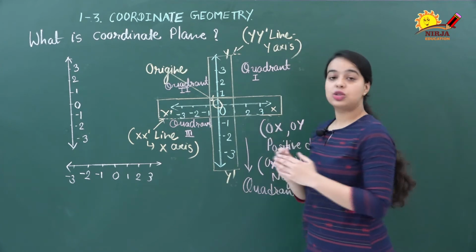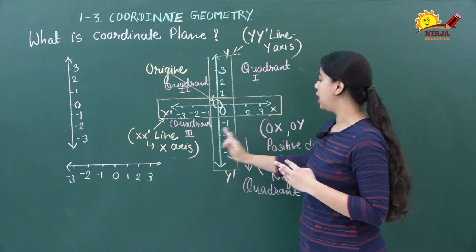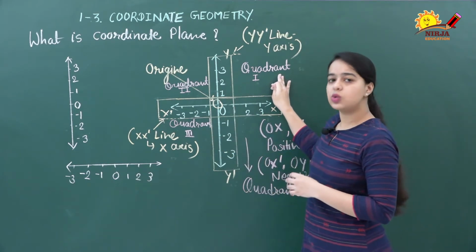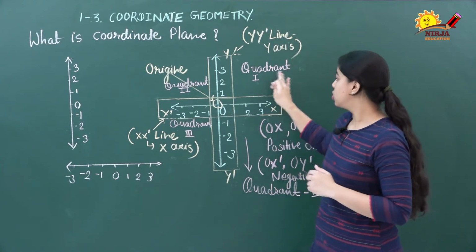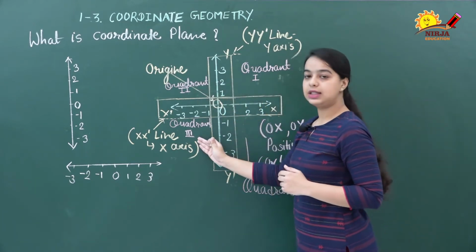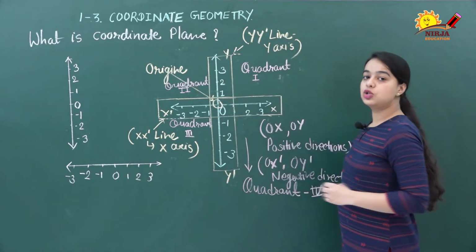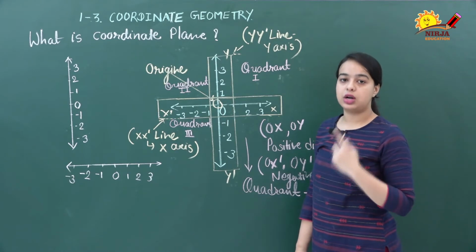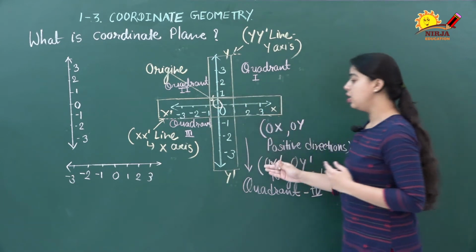As you can see, this coordinate plane is divided into 4 parts, 1, 2, 3 and 4, and each part is known as quadrant. You know what does quadrant mean? Quadrant means 1/4, right? So indicating this part as quadrant 1, quadrant 2, quadrant 3 and quadrant 4. That means coordinate plane is divided into 4 equal parts, and each part we can say as quadrant, and we have indicated the parts as 1, 2, 3 and 4.